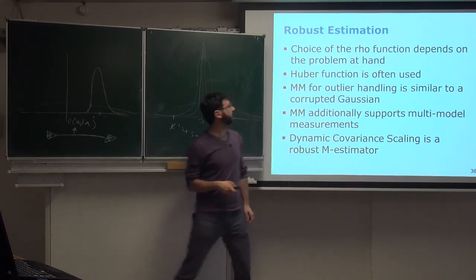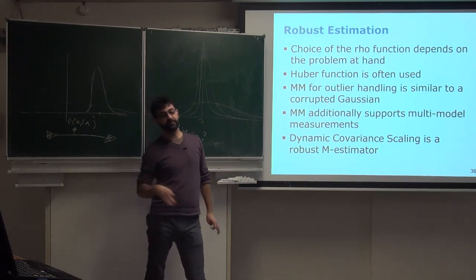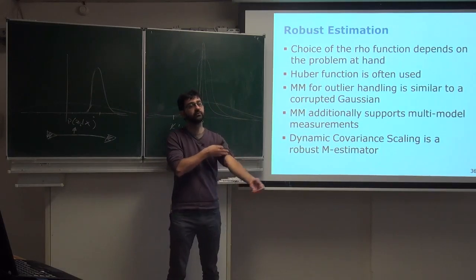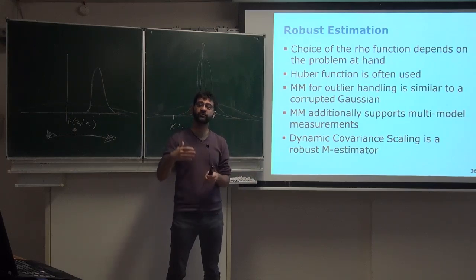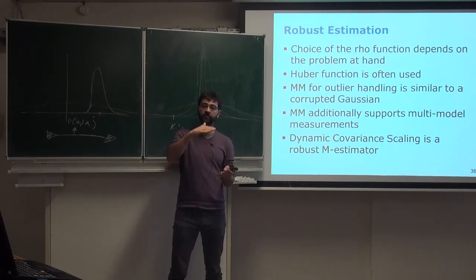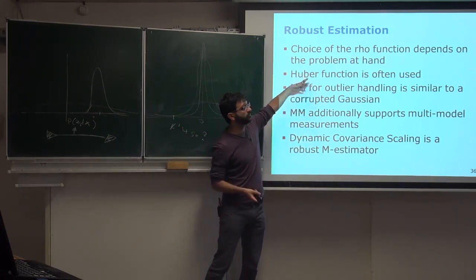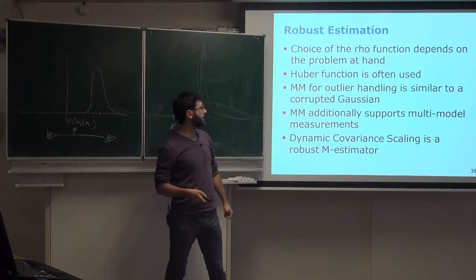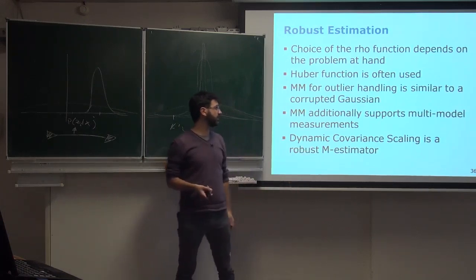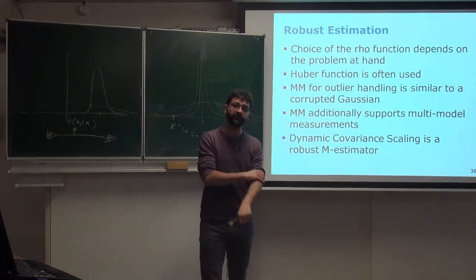Again, max mixture is similar to a corrupted Gaussian. The Huber is used if you don't know anything; it's good as an initial guess. It will not introduce any additional minimum in your problem, while redescending functions might introduce additional minima. So it might be that you end up in a minimum which is not the minimum of your original problem, and therefore people tend not to use them, especially in computer vision. And finally, dynamic covariance scaling and max mixture are also kind of robust functions.